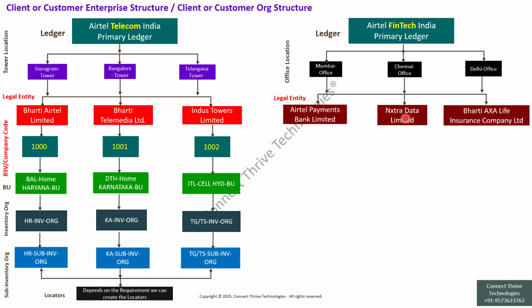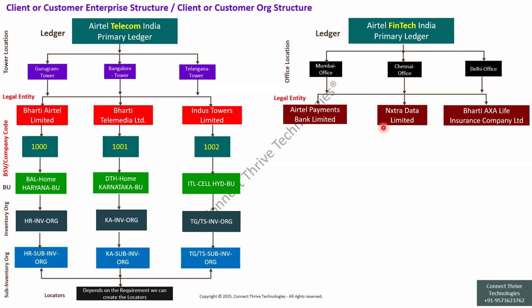So the next they have Bharti AXA Life Insurance. This is also an insurance company. It looks similar to fintech activities and all. So these three entities are different sectors compared to telecom. That is the reason why Airtel wants to maintain a separate primary ledger for fintech related entities. So that's where we can create a separate primary ledger within India.